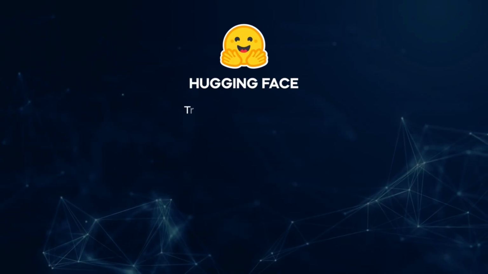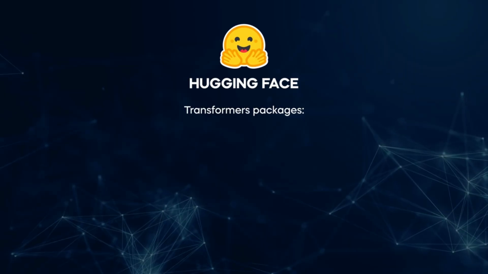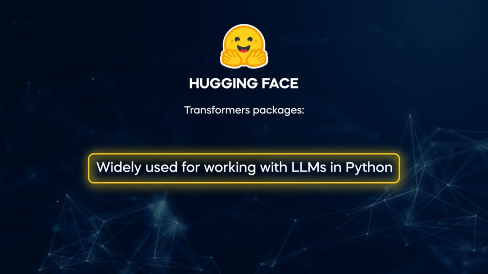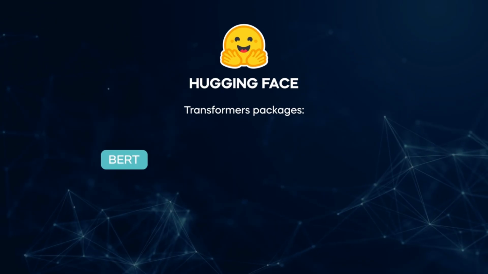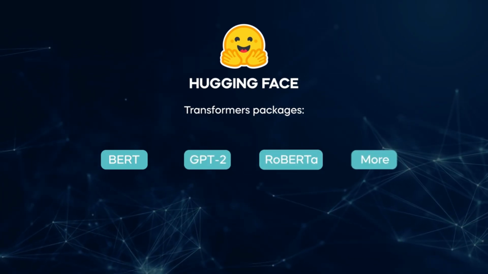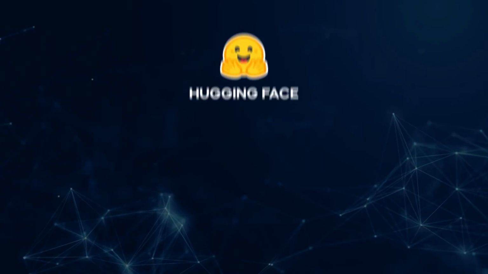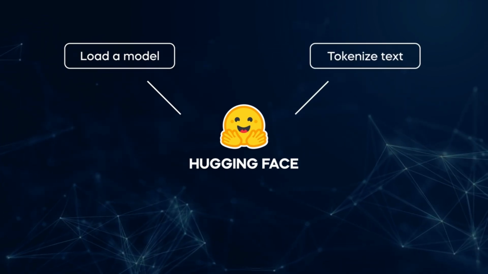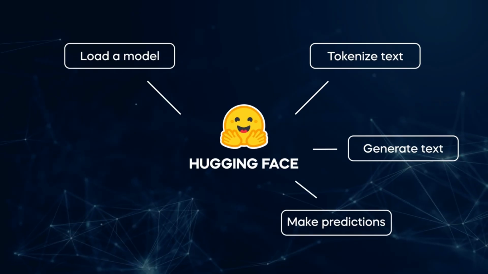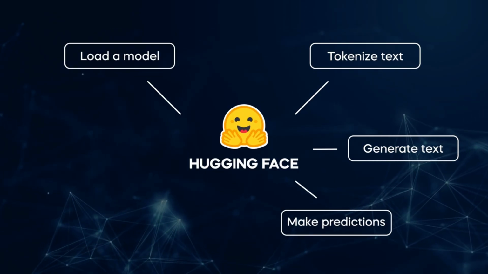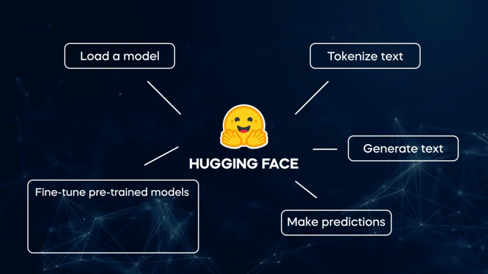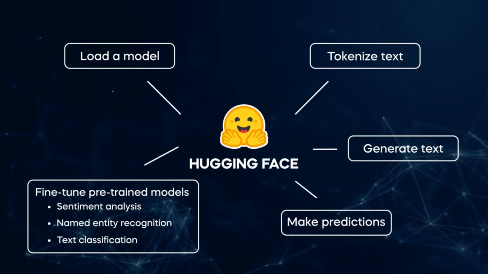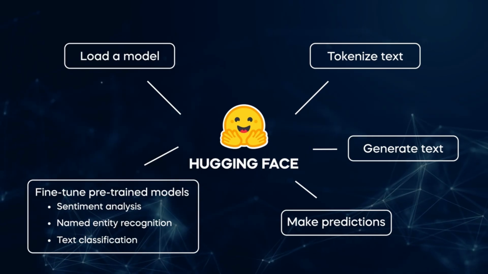The most well-known package from Hugging Face is the Transformers library, which is widely used for working with large language models in Python. The Transformers package provides a wide range of pre-trained NLP models, including BERT, GPT-2, RoBERTa, and many others. It offers a simple API for loading and using pre-trained models. You can easily load a model, tokenize text, and make predictions or generate text within just a few lines of code. You can fine-tune pre-trained models on your own data for specific tasks like sentiment analysis, named entity recognition, or text classification. Hugging Face provides tools and examples to help you with this process.